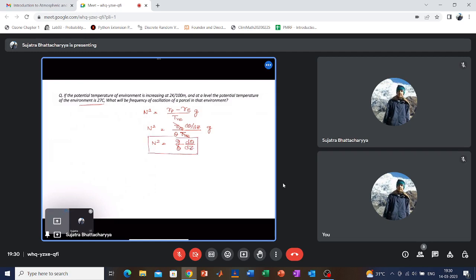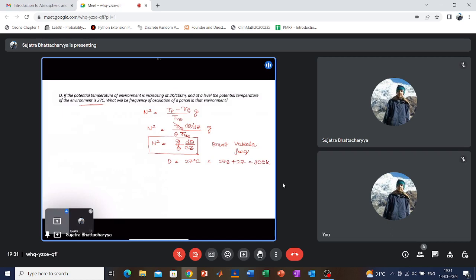Okay, this is very important. This is another expression of the Brunt-Väisälä frequency. Now it is easy to do this particular question. Here the frequency of oscillation, N, is what we need to find out. The potential temperature of the environment is known, therefore theta is already known. That is 27 degrees Celsius, that is 273 plus 27, what is that? 300 Kelvin. You have to convert. Always you have to convert.